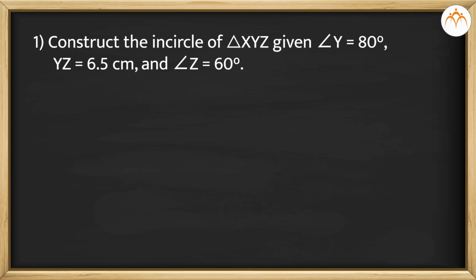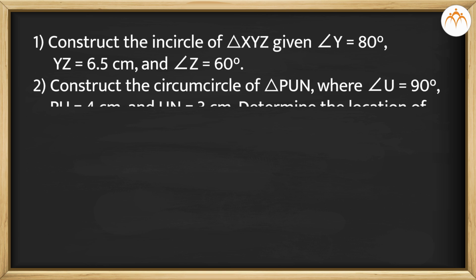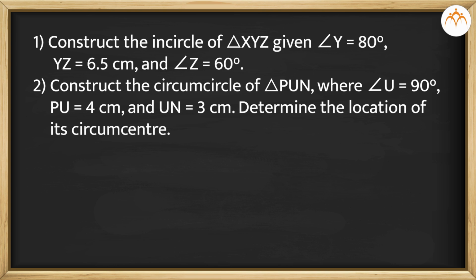Exercise. Construct the incircle of triangle XYZ given angle Y is 80 degrees, YZ equal to 6.5 centimeters and angle Z is equal to 60 degrees. Construct the circumcircle of triangle PUN where angle U is equal to 90 degrees, PU is equal to 4 centimeters and UN is equal to 3 centimeters. Determine the location of its circumcenter.